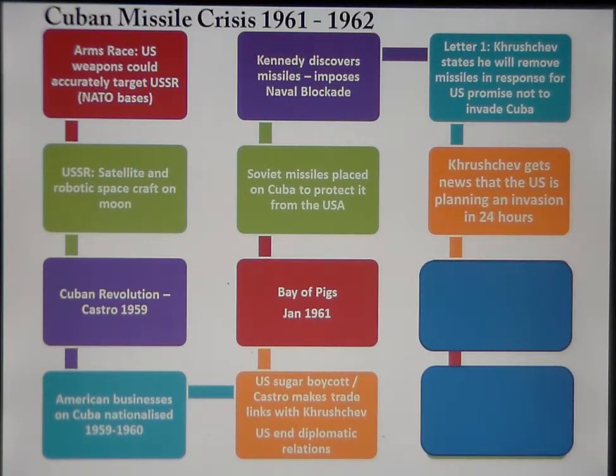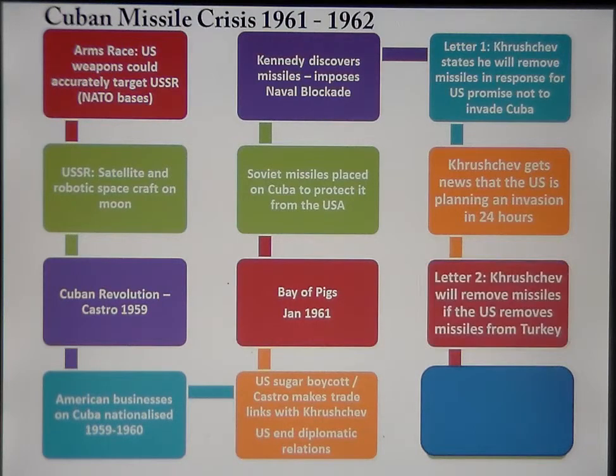However, Khrushchev is then told that the US is planning an invasion in 24 hours. So he rethinks his demands. And he sends a second letter where he makes it clear that he will remove the missiles if the US removes its missiles from Turkey.